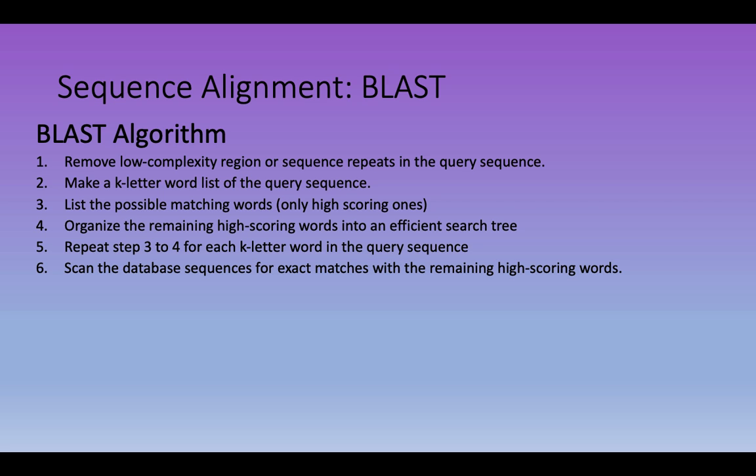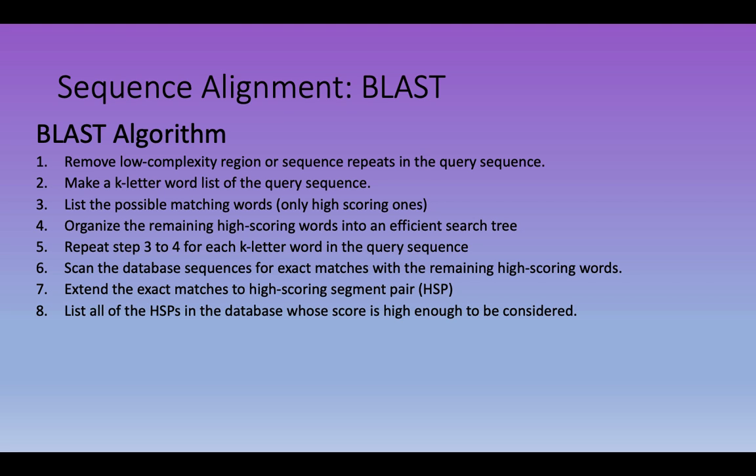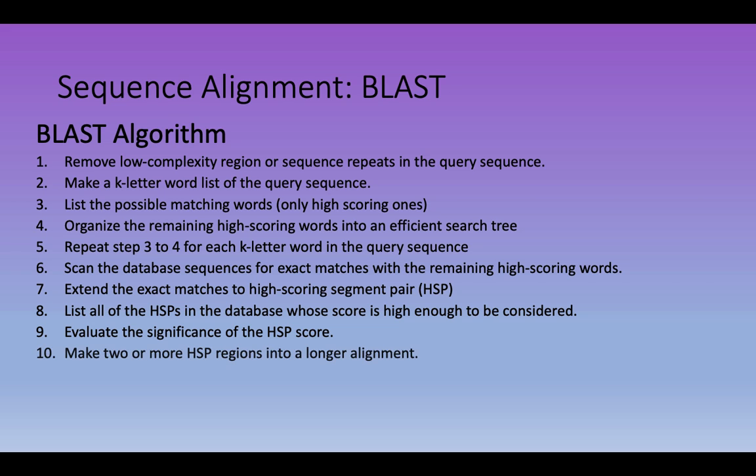Then you're going to take that information and scan the database for exact matches to these high scoring words, and you're going to extend those matches out as far as you can, as long as the alignment score increases, to generate something called a high scoring segment pair, or an HSP. Then you'll list all the high scoring segment pairs in the database whose values are above a certain threshold, and you'll evaluate the significance, or the e-value, and we'll talk about how that's done later, but how good of a match, what's the evidence that we've got a good match versus a random match for this high scoring pair.